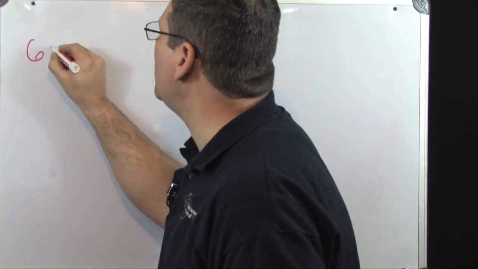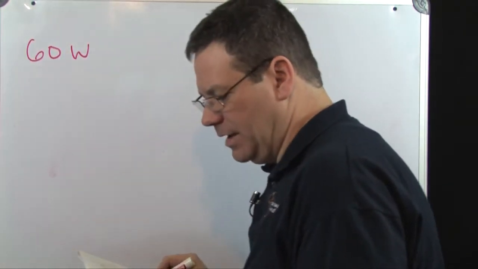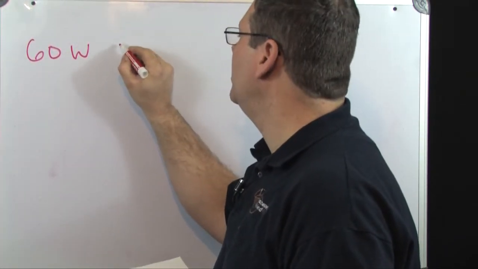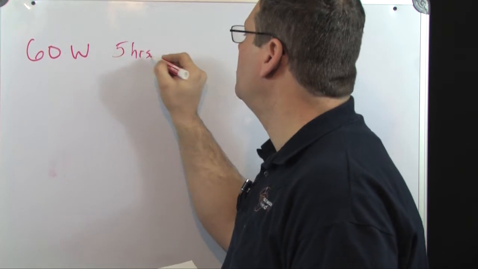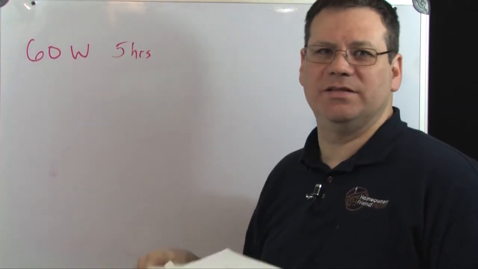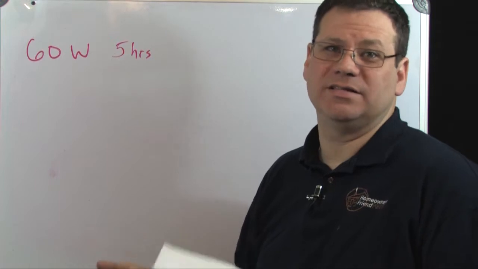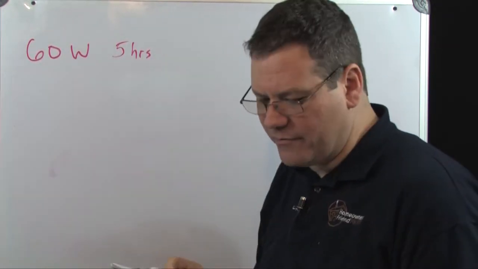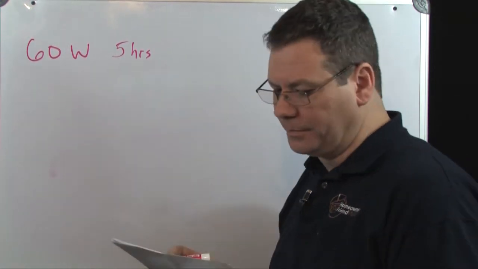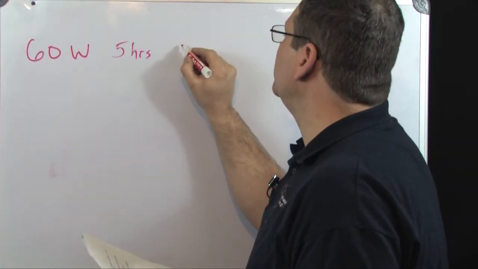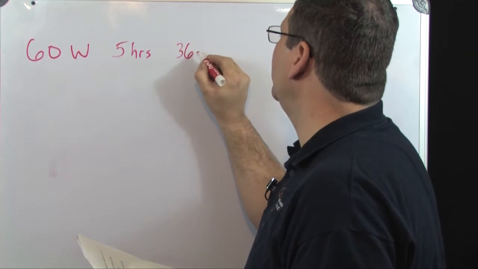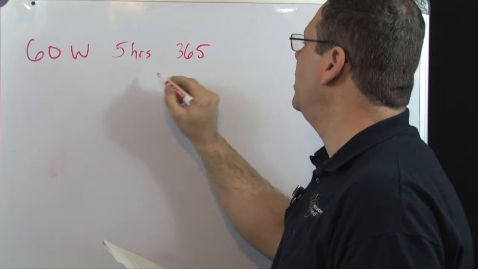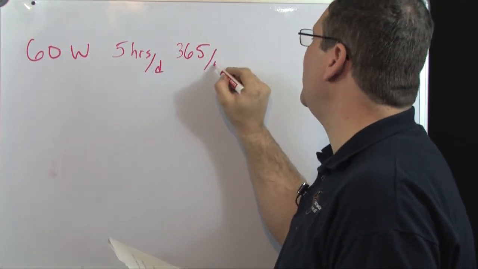Let's say we have a 60-watt light bulb, and let's say we're going to run that light bulb for 5 hours per day. Say somebody gets home at 6 o'clock and they go to bed, or it gets dark at 6 o'clock and they go to bed at 11 or 5 to 10 or whatever. 5 hours a night. It's probably a pretty good average for how much you would use a light bulb. And of course, you're going to use that every day of the week and every day of the year. So it would be 60 watts, 5 hours per day, 365 days per year.